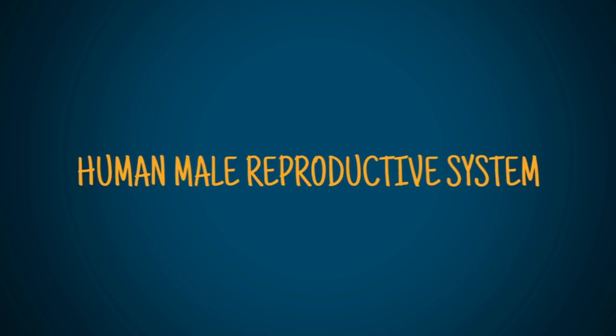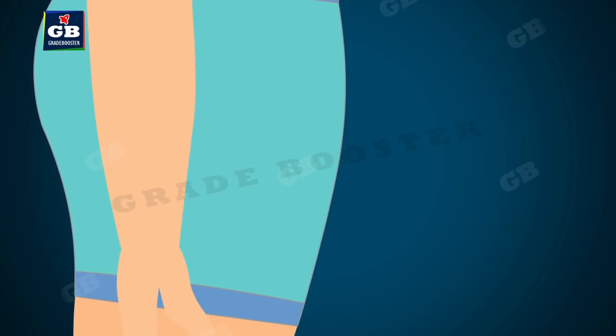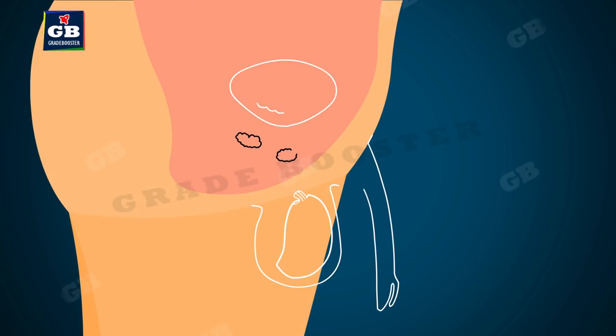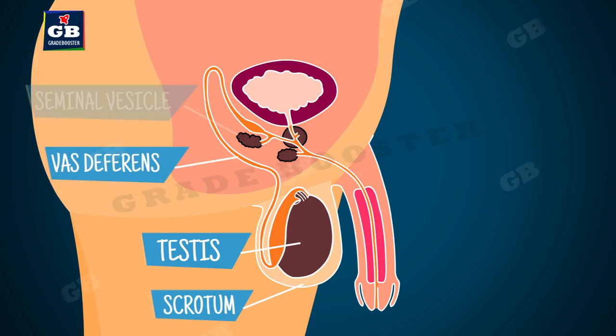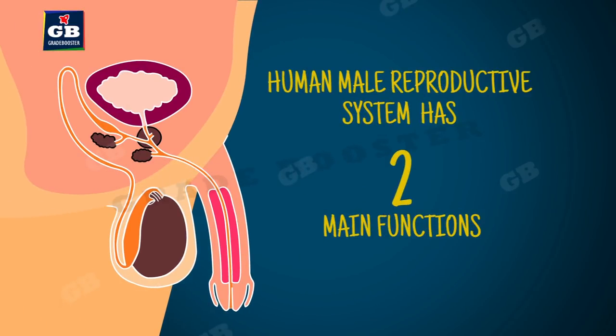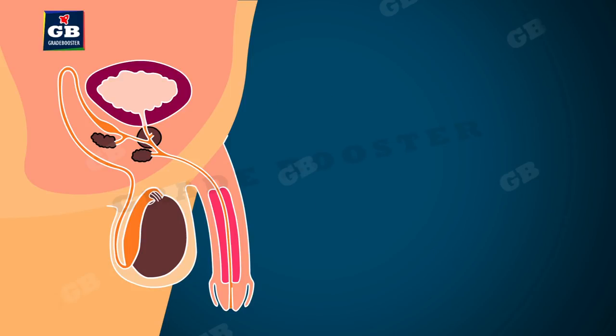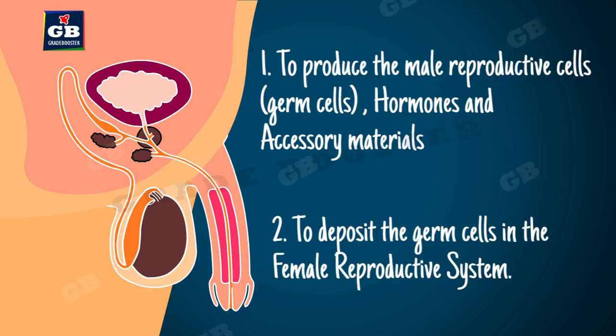Human male reproductive system. In this video, we'll see the different parts of the human male reproductive system and their specific jobs. The human male reproductive system is made up of different organs like testes, scrotum, vas deferens, seminal vesicles, prostate gland, penis, and urethra. It has two main functions. One, to produce the male reproductive cells, hormones, and accessory materials. Two, to deposit them in the female reproductive system.